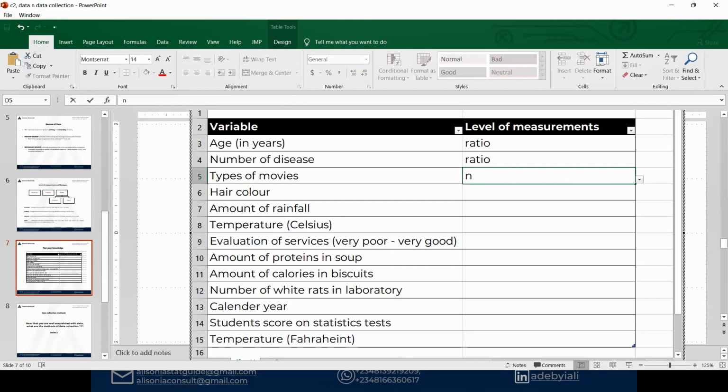Ordinal is one that needs ranking, right? Ordinal has ranking concepts, so this one is nominal. Because when you say type of movie, you all know what we all watch on Netflix. There's no regard to order, no regard to position and so on and so forth. So hair color as well, it can be yellow, green, blue, indigo, violet. There's no regard to ranking as well. You have nominal.